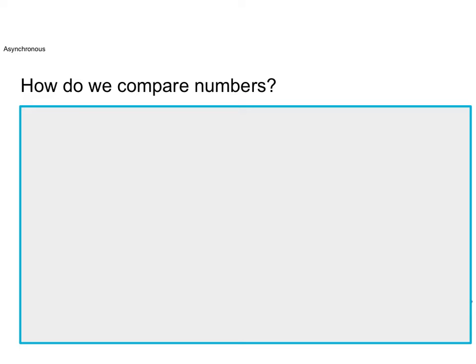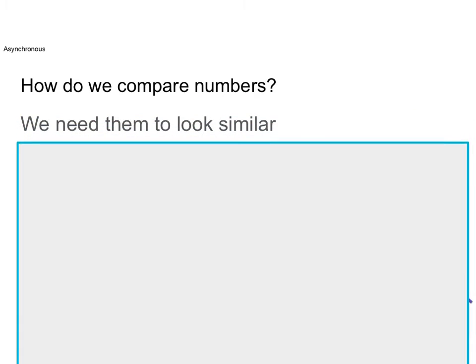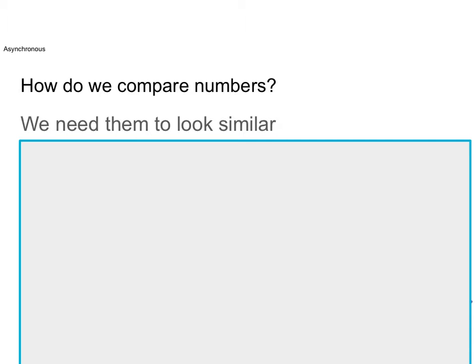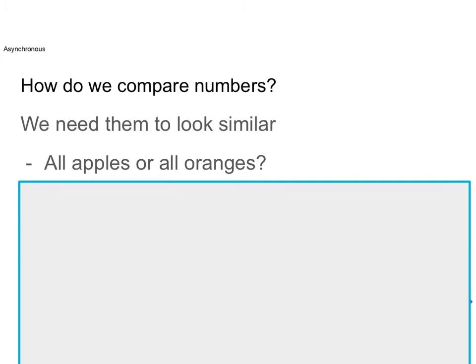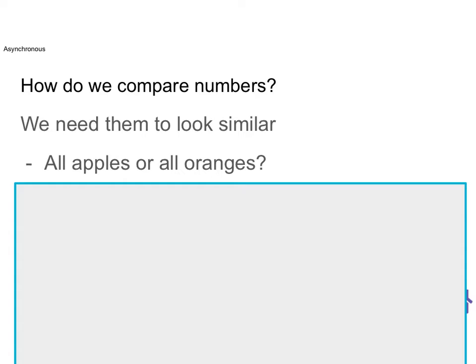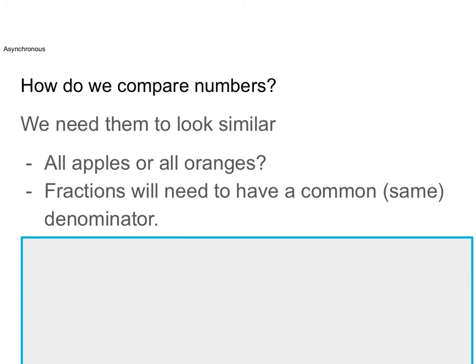So let's go ahead and look at this. We compare numbers by first making them look similar. If they're in decimals and fractions, we've got to get them in the same format, right? Just like if we had all apples or oranges. You can't compare apples and oranges except that they're all fruit, but we've got to get them into the same type of format. Just like comparing fruit, we need to make sure that they're all the same thing that we're comparing.